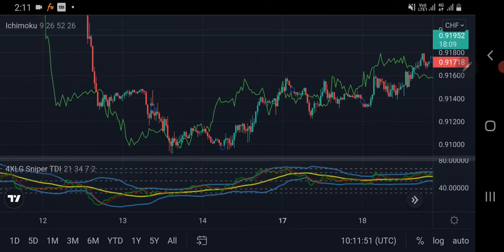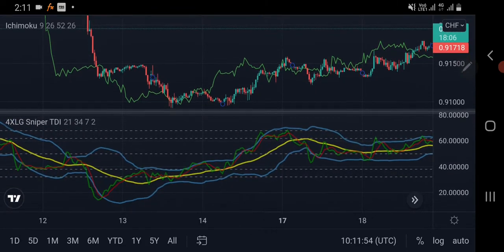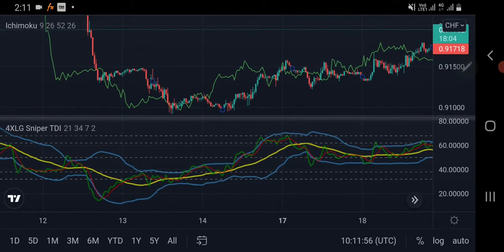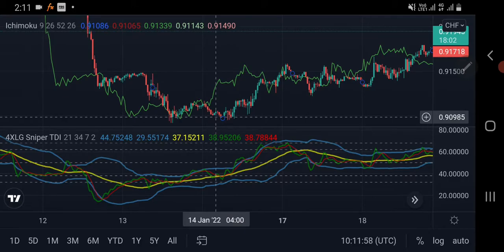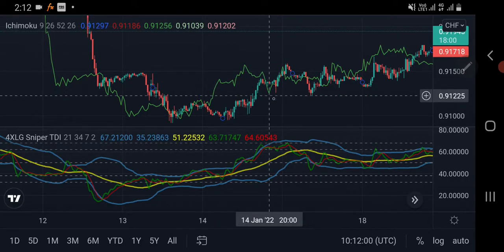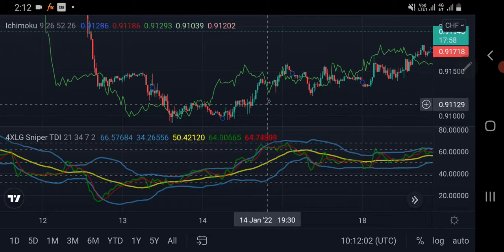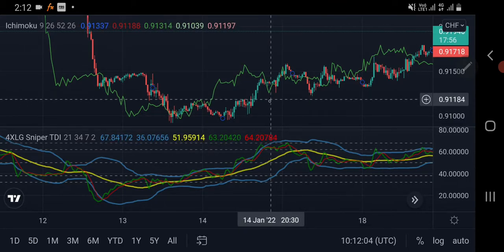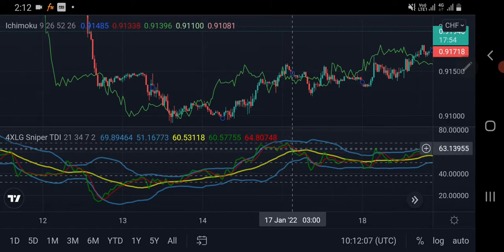So you can take a position, you can take an exit from here, or you can wait to see what the price is going to show you for the next few more candles. If you see down here, it is crossing downwards.